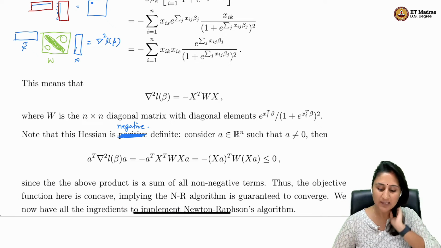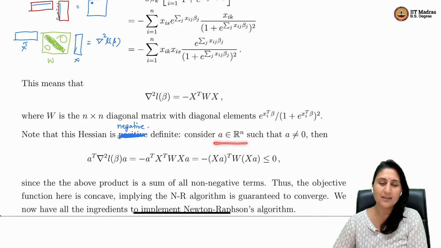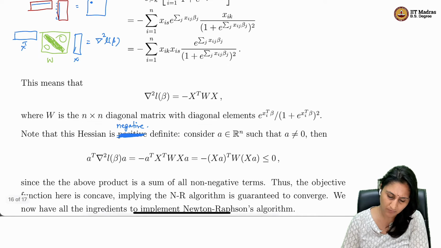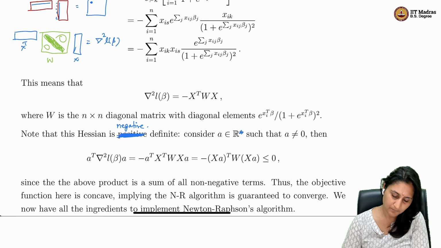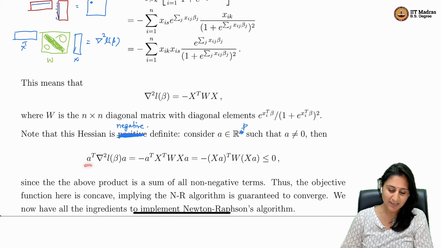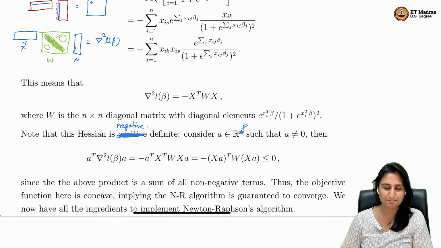Let's say you consider a vector A in Rn. Okay, if I consider a vector A in Rn, I think it should be Rp, not Rn. Rp, not Rn. And if I multiply A transpose Hessian L beta A, then I know that this will be negative definite if this is guaranteed to be less than 0 or less than equal to 0, right?